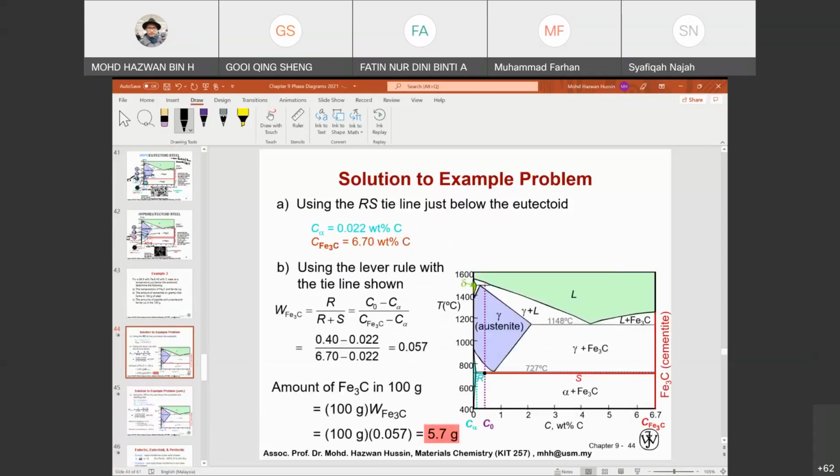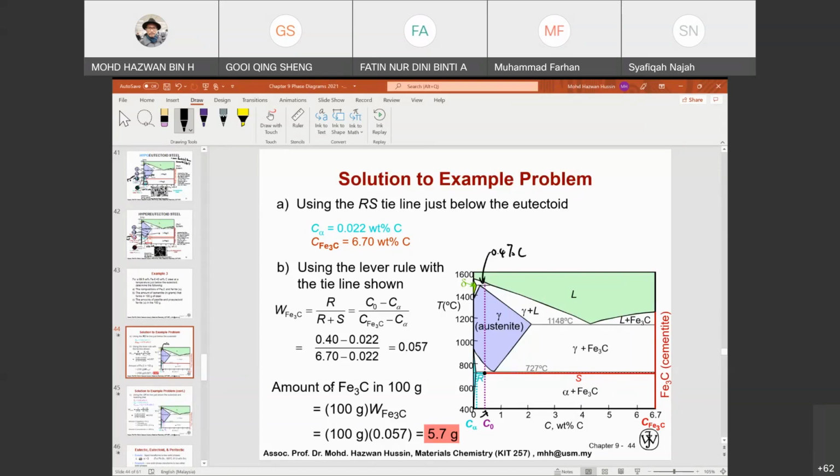But first, maybe we look at the phase diagram. Okay, so this is the phase diagram. The question asks at 0.4, because you know that this is 99.6% iron and 0.4% carbon. So 0.4 maybe somewhere here. Okay, this is 0.4% carbon. So you just draw the vertical line. Then after that, it says at the temperature just below the eutectoid temperature.